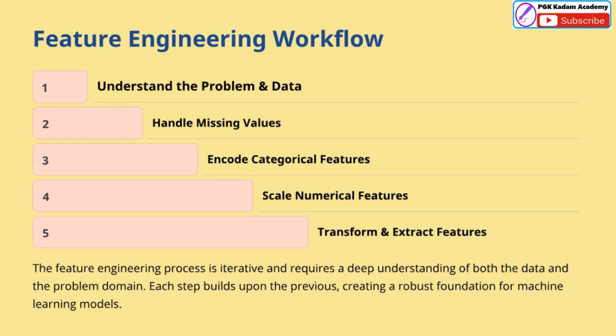We then encode any categorical features so the model can work with them. Scaling numerical features is also important to ensure they are on a similar range. Finally, we transform and extract new features from the data to provide the model with the most relevant information. Each of these steps builds upon the previous one, creating a robust foundation for the machine learning model.